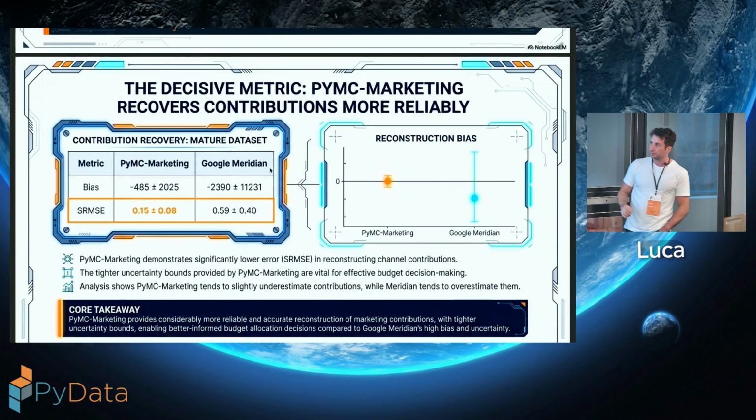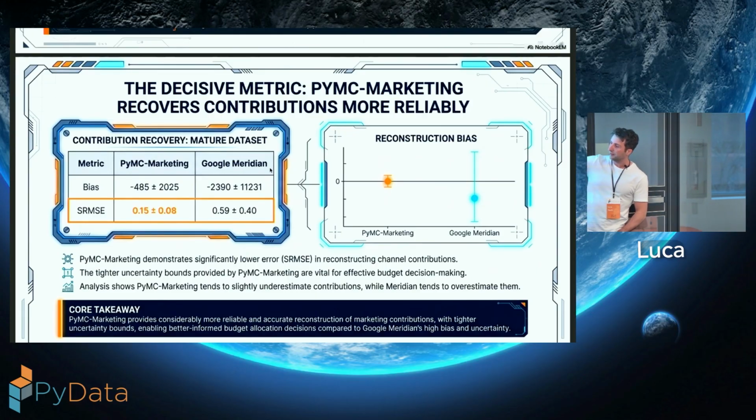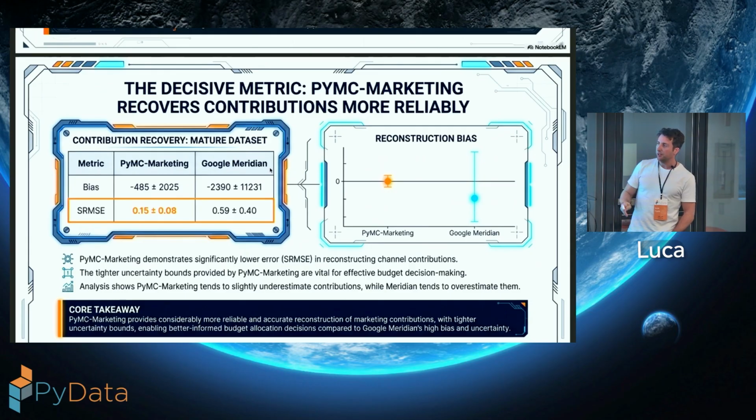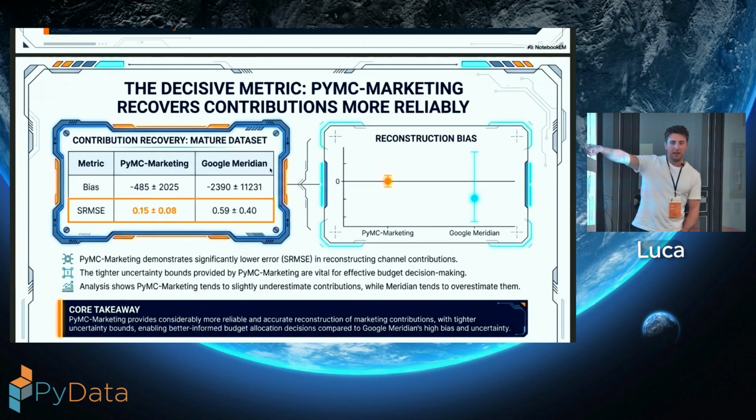But the thing we should really look at is the reconstruction error. We measure this in two ways. We use this thing which is bias. Bias is the difference between the average signal of the ROI and the one that we get. PyMC-Marketing has a lower bias, which is good. And the fact that it's negative tells you that it's, sorry, underestimating a little bit the ROI of the channels.